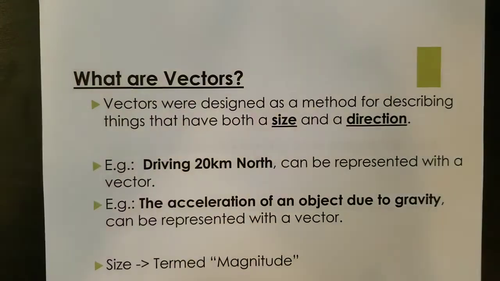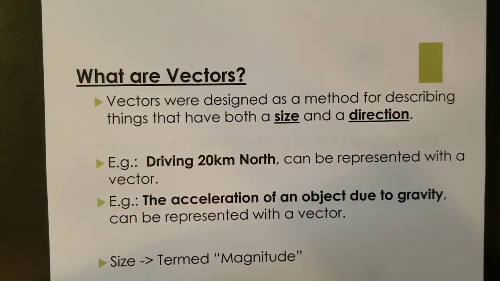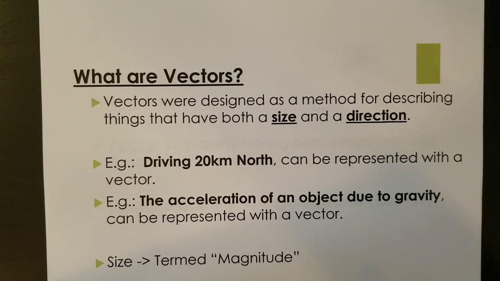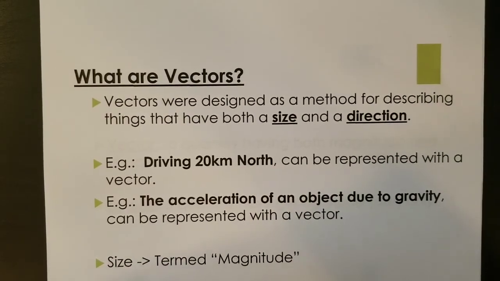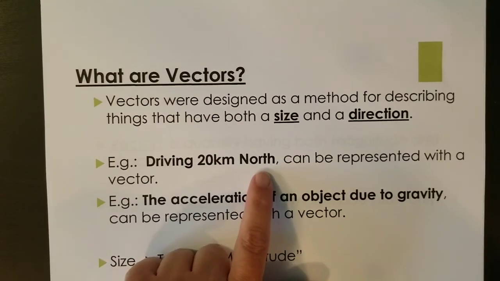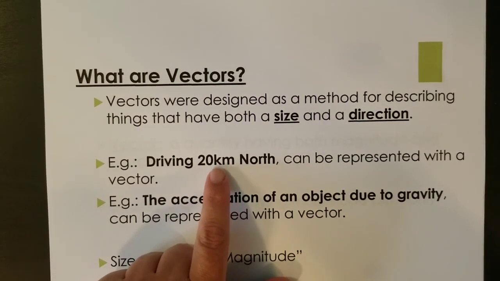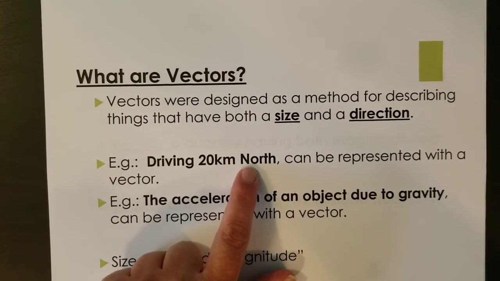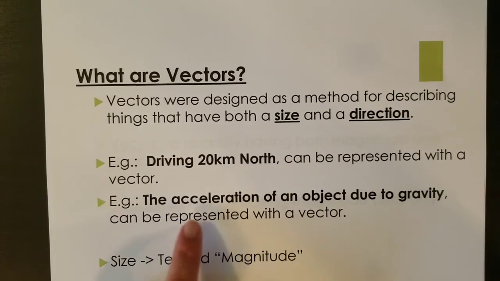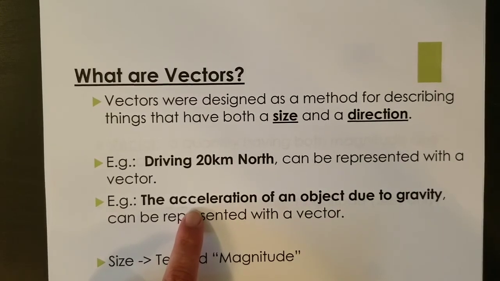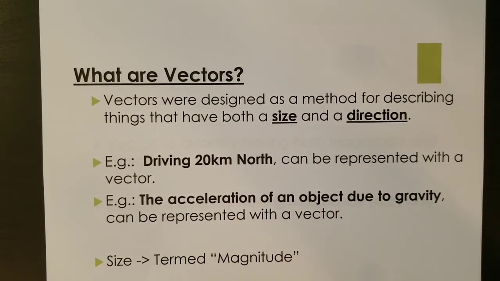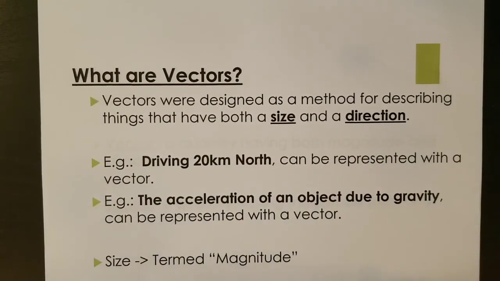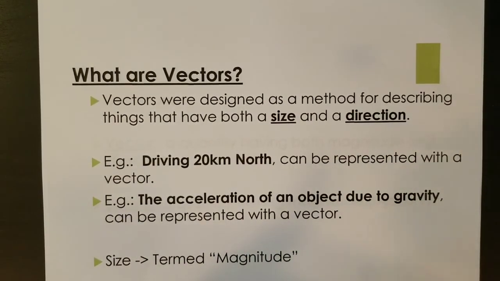Vectors are a way of describing a quantity or a measurement that has both a size and a direction. So for instance, driving 20 kilometers north is a vector quantity because it has a magnitude or a size of 20 and a direction, the north. If you said, I just drove 20 kilometers, that's not a vector because it doesn't have a direction. The acceleration of an object falling due to gravity is a really common vector application in physics because gravity has a direction, it's operating downwards on the object.